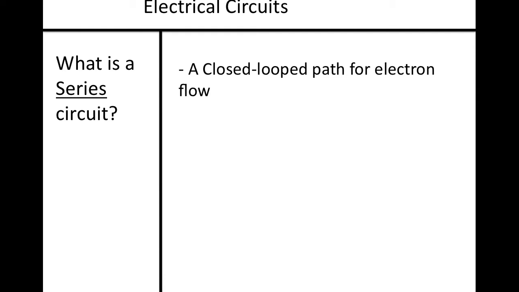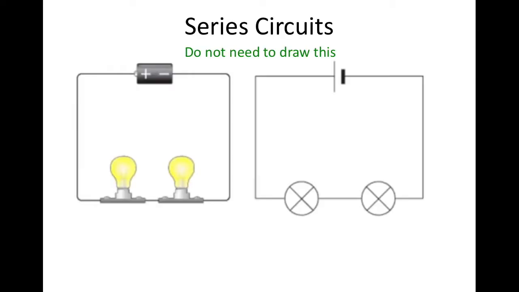A series circuit is one kind of electrical circuit that we're going to learn about. It is a closed-loop path for electron flow. You don't need to write this, but I just wanted to show you an example of a series circuit. You have seen it, I just didn't tell you that that's what you were looking at.